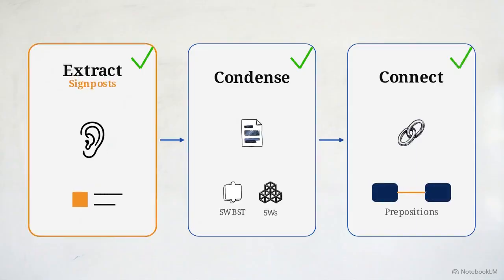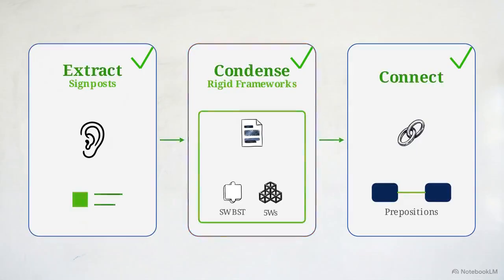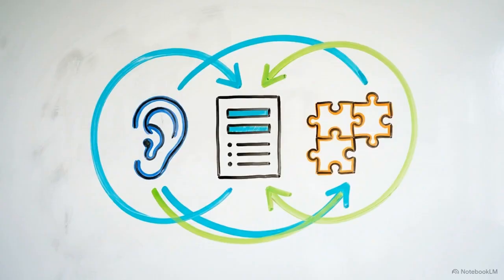Consider how listening for signposts improves note-taking, and how rigid frameworks change how you structure summaries. Combining these 3 skills, extraction, condensation, and precise connection, provides a reliable system for academic and professional communication.